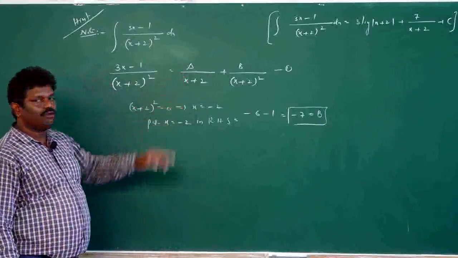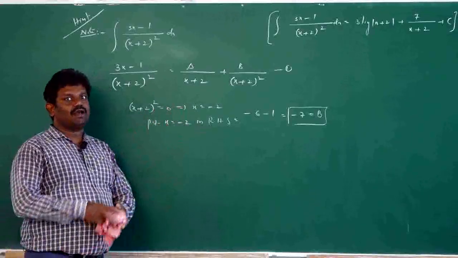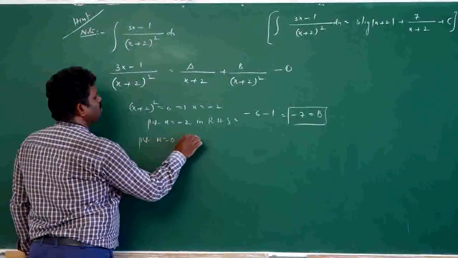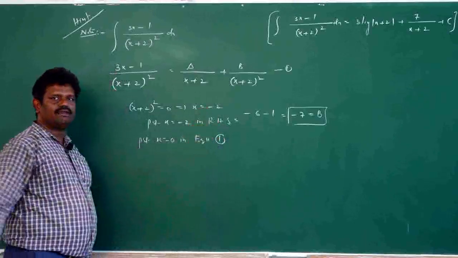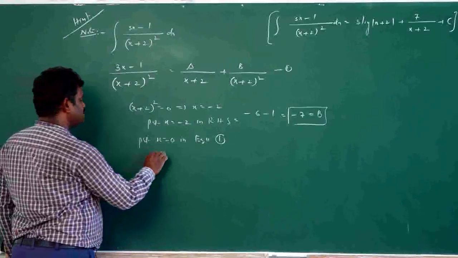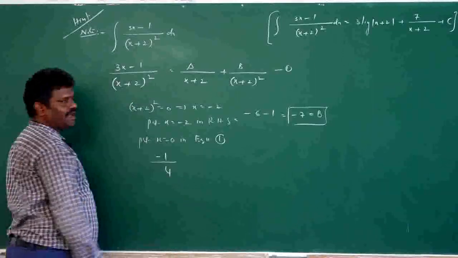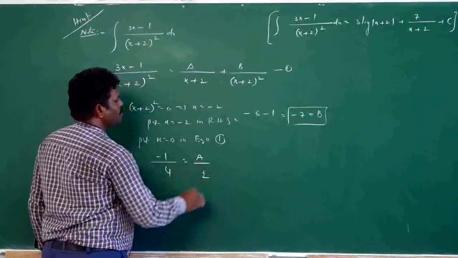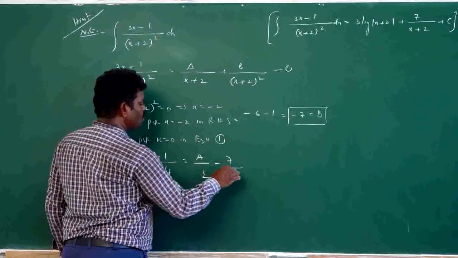Now to find the a value, I already told that we put x = 0 in equation 1. Substituting the 0 value on both sides: (3 × 0 - 1)/(0 + 2)^2, where (0 + 2)^2 is 4, is equal to a/(0 + 2), that is 2, plus b/(0 + 2)^2, with b = -7, that is 4.